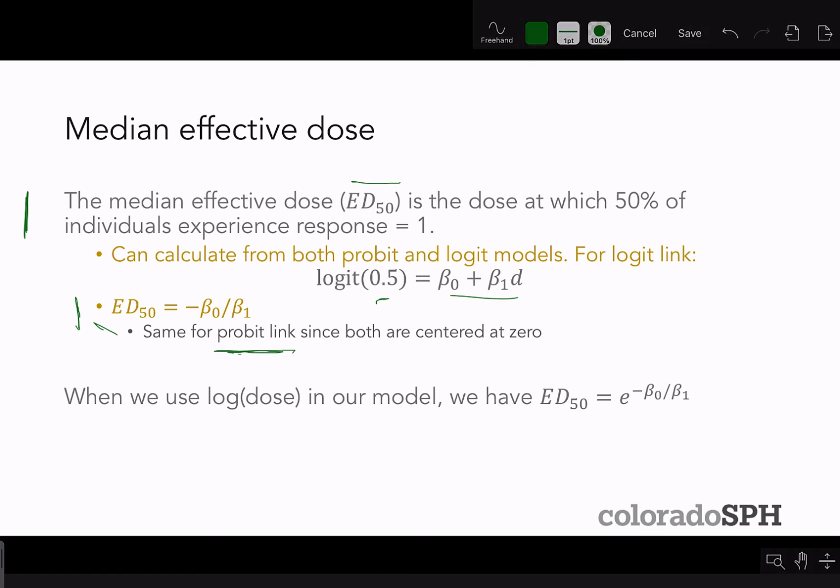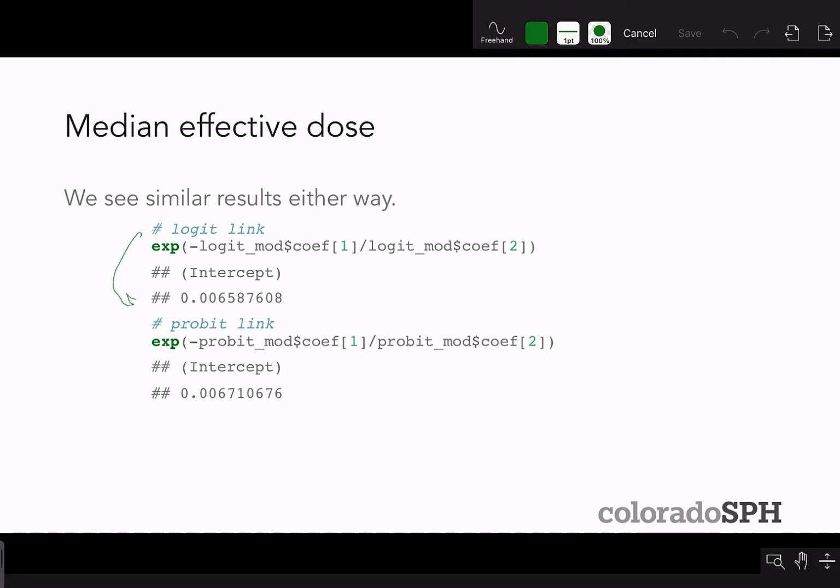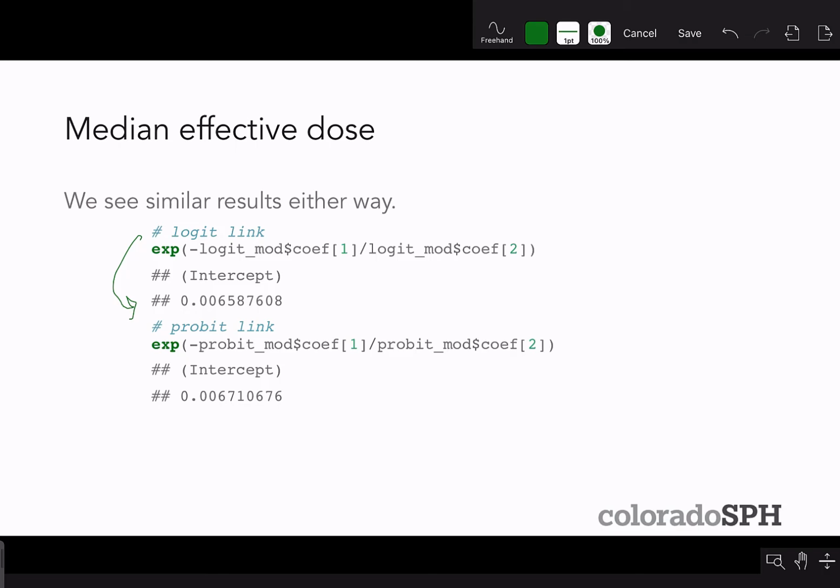Since for this particular model we used log dose, then ED50 is actually going to be calculated by e to the negative beta 0 over beta 1. But if you're not using log dose, you're just using dose as a covariate, then it would be this here. And using either the logit link or the probit link, we see similar results. We have both about 0.066 in the logit case or 0.0067 in the probit case.